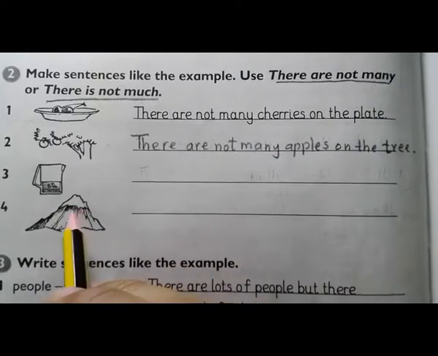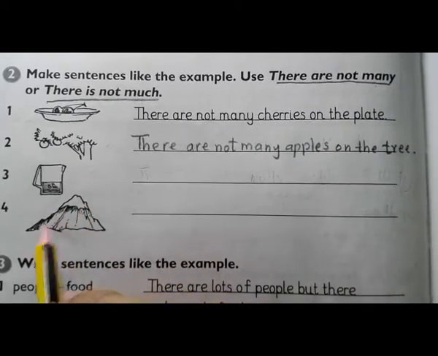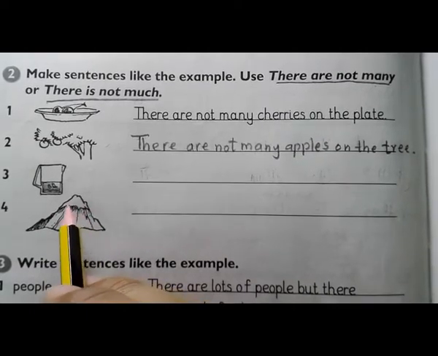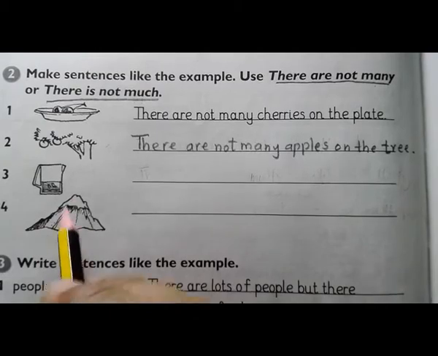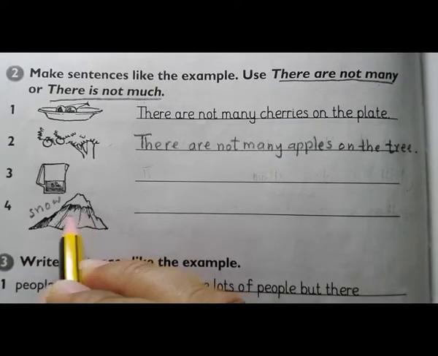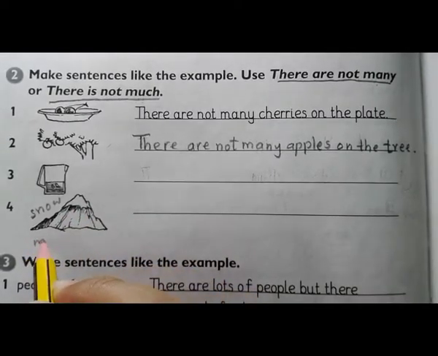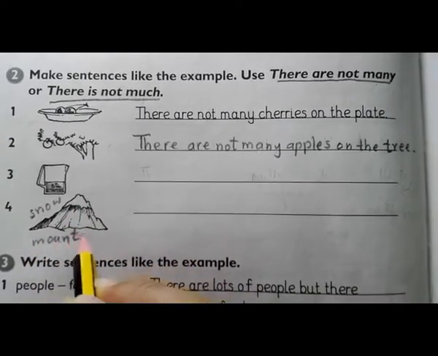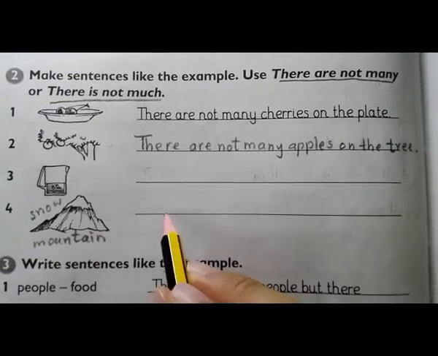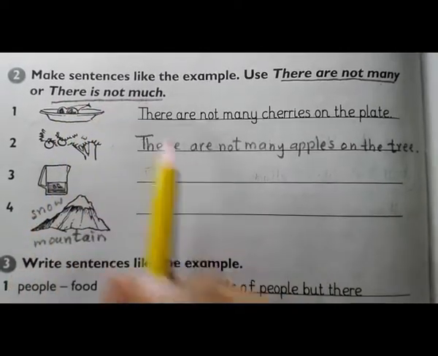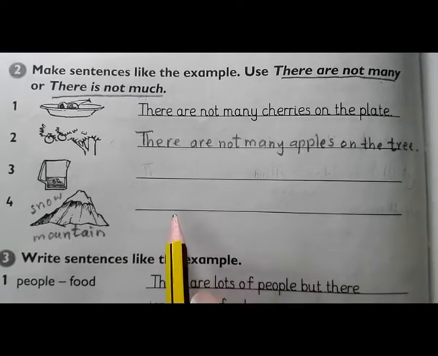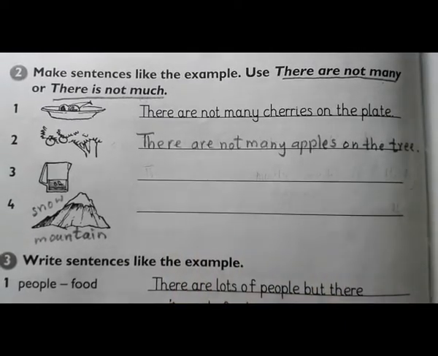Here is snow on the mountain, so we can write there is not much snow on the mountain. You will write here the complete sentence. There is not much snow on the mountain.